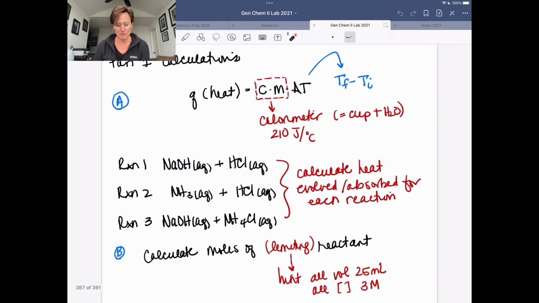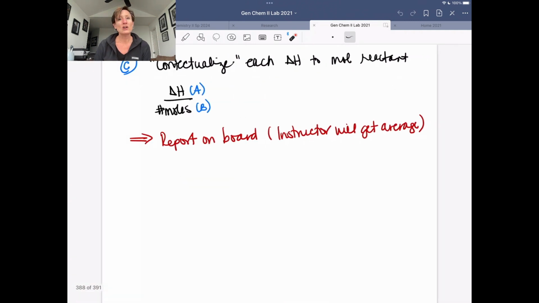What we want to do after that is calculate the moles of the limiting reactant that we have. You'll see why on the next slide here. We mix 25 milliliters of each solution. Each solution is 3 molar. So we really don't have a limiting reactant. So you can pick either your acid or your base to calculate the number of moles that you have. Okay? Why are we doing this?